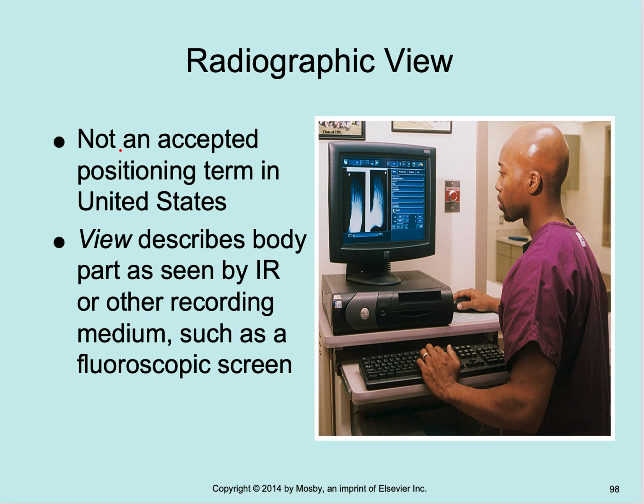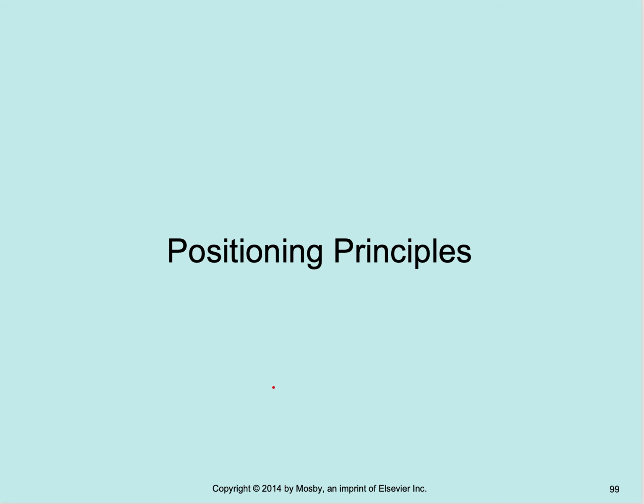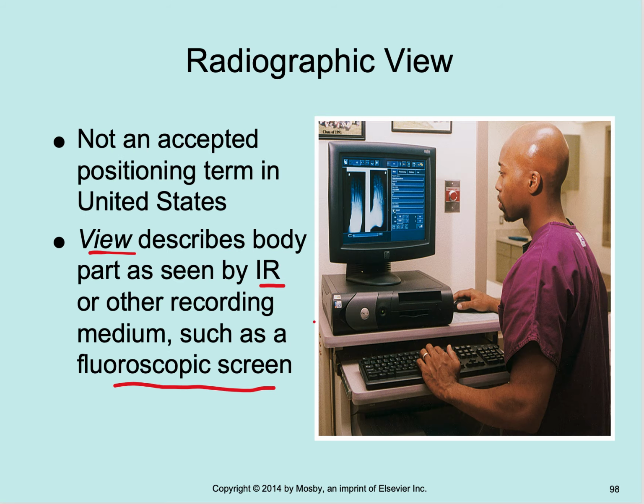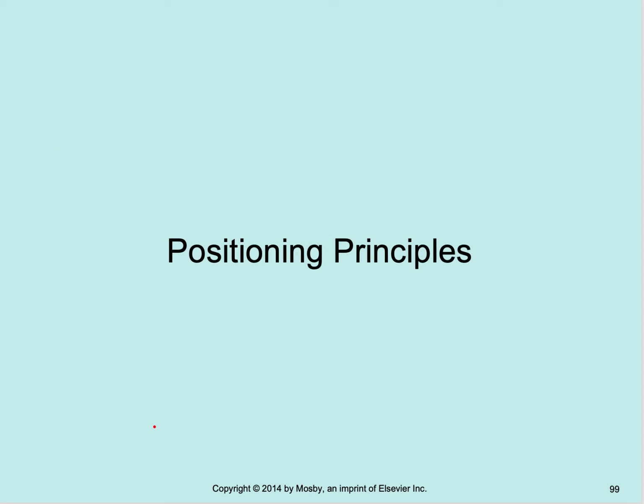Radiographic view, not an accepted positioning term in the United States. View describes the body part as seen by the image receptor or other recording medium, such as the fluoroscopic screen. So, positioning principles. Basically, your radiographic view, you are viewing everything for the most part in anatomic position. So you are viewing that image as if you're actually looking eye to eye at the patient, okay?